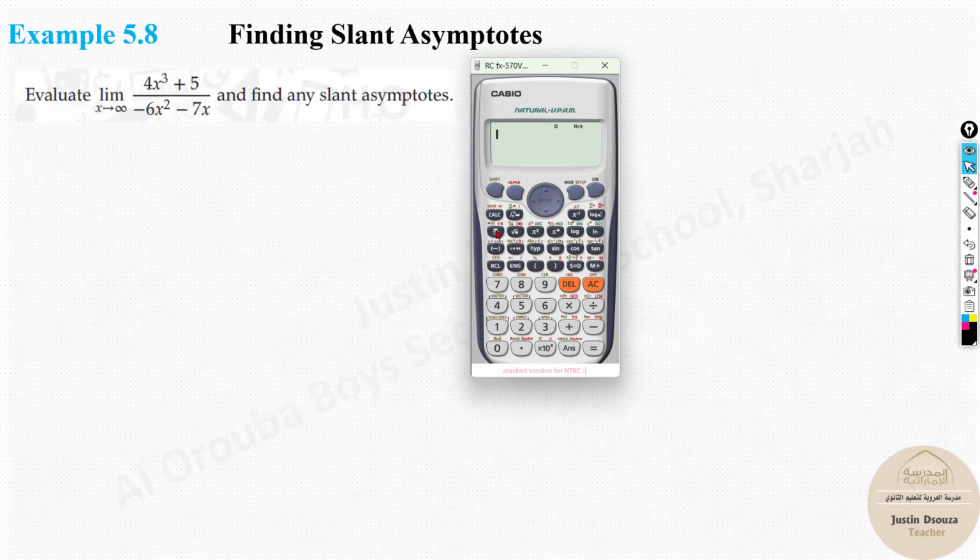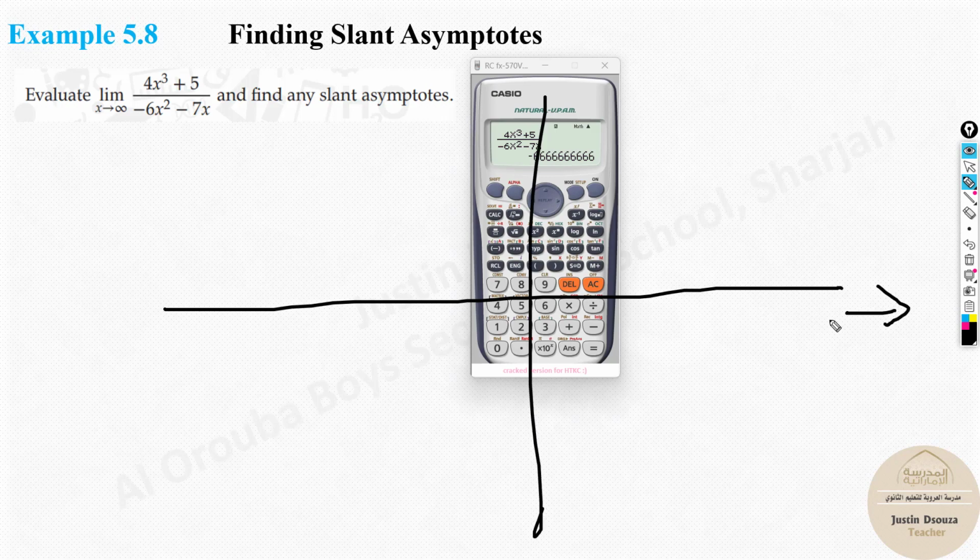Now let's do this problem over here. 4x to the power 3 plus 5 divided by minus 6x square minus 7x. Now let's take positive infinity, calculate a huge number, 1 into 10 to the power 10. You are getting minus 66666. So it means it's going towards negative infinity, right? So this is what it's going towards from the positive. And as we go over here, if this is the graph, as we go right side, it's going towards negative infinity. Okay, so it's going like this somewhere, negative infinity.